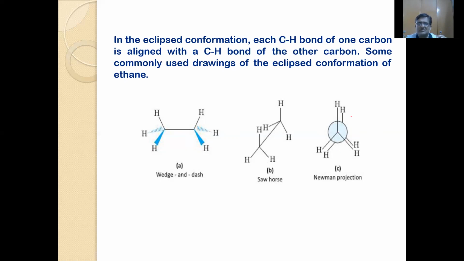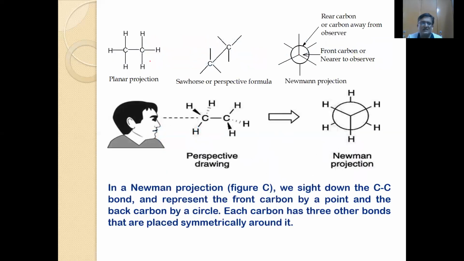So this is supposed to be called eclipsed conformation. In routine practice, to represent conformations, instead of using sawhorse and wedge and dash formulae, the most commonly used type of formula is a Newman projection. You should remember. Okay, already I have told you. So these are the three ways we can represent the structures of the conformations. The planar is not there. Sawhorse is perspective, either dash wedge formulae or Newman projection formula.